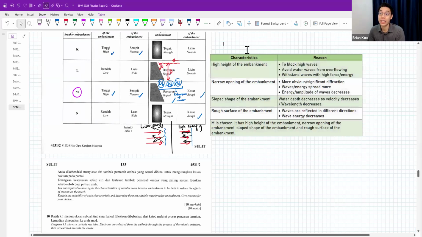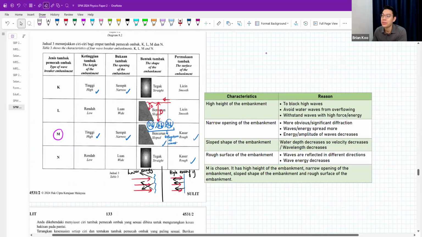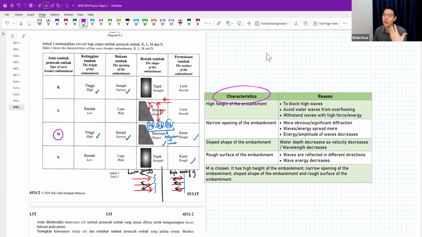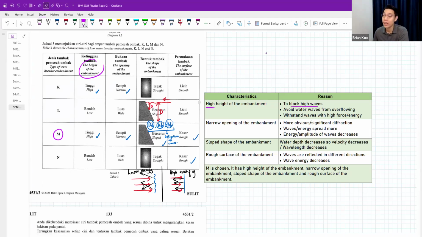So we have done the discussion and I just show you what to write. The top of the table, you can write characteristics or anything else. It doesn't matter. There's no mark here. So I say high, height of embankment. Just say block high waves, you get the mark already. Or block high amplitude waves also can.